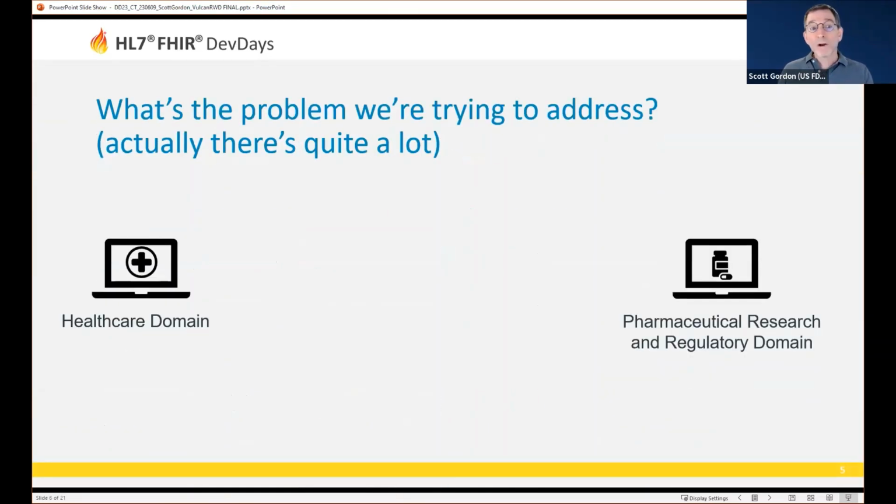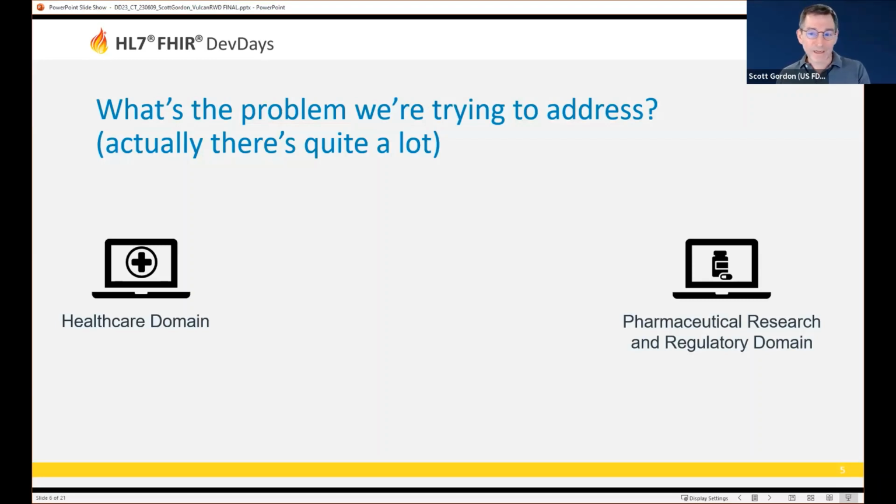So what is this track trying to address? There's a huge difference in the entire business processes behind how clinical trials are run and regulatory review is done and how the healthcare system works.